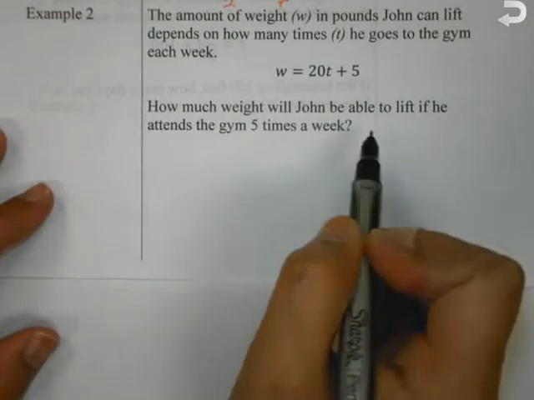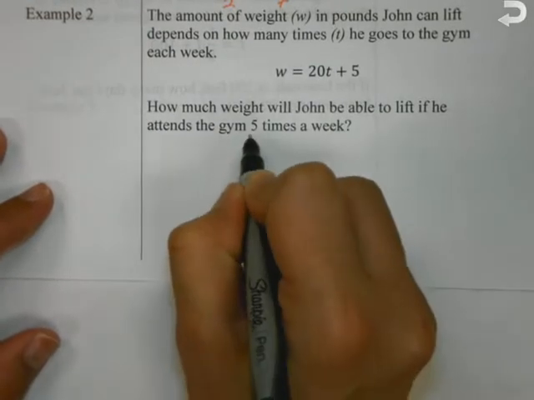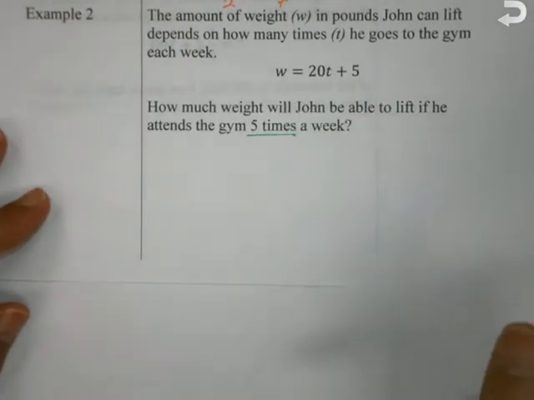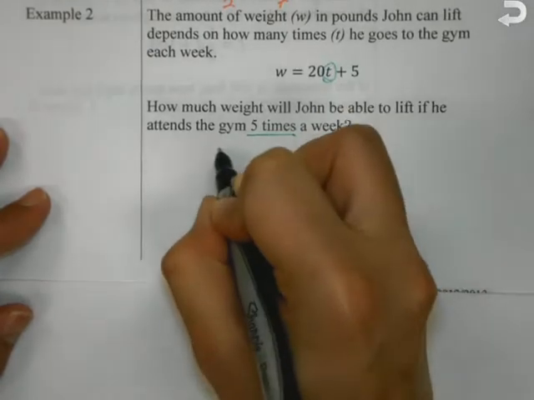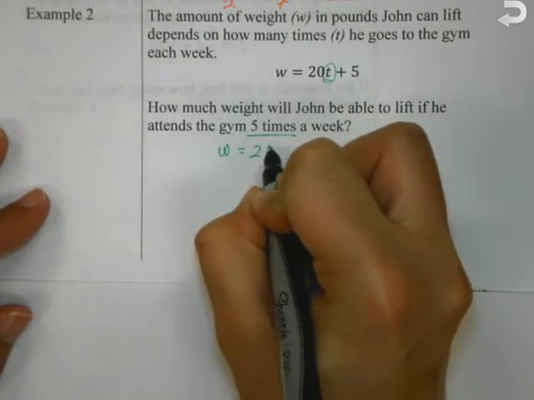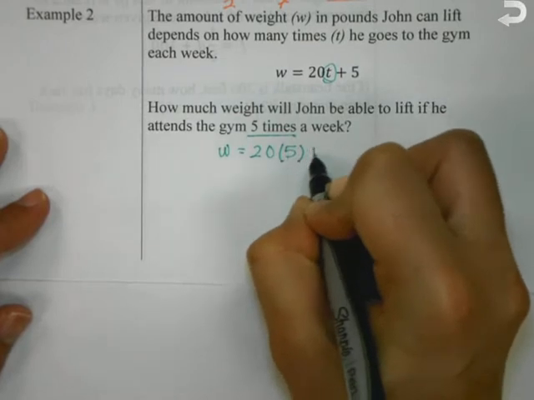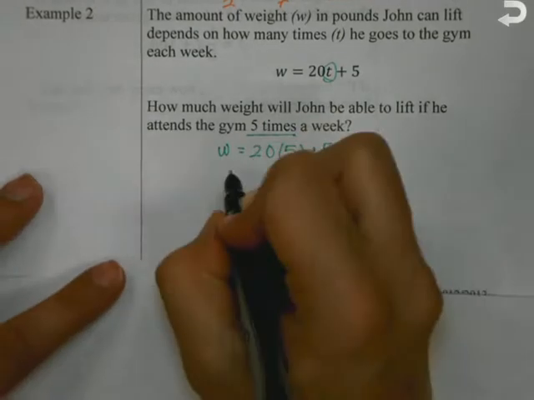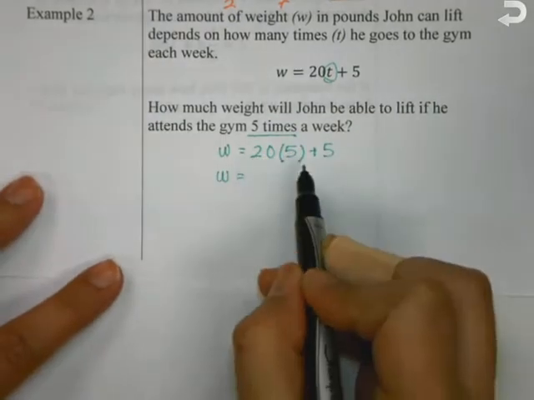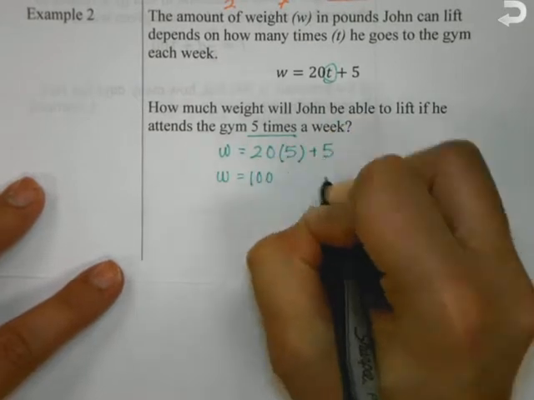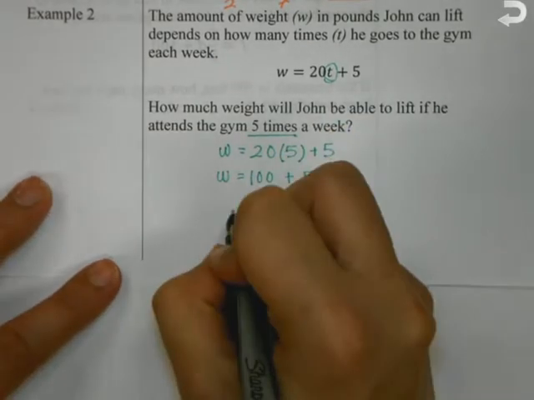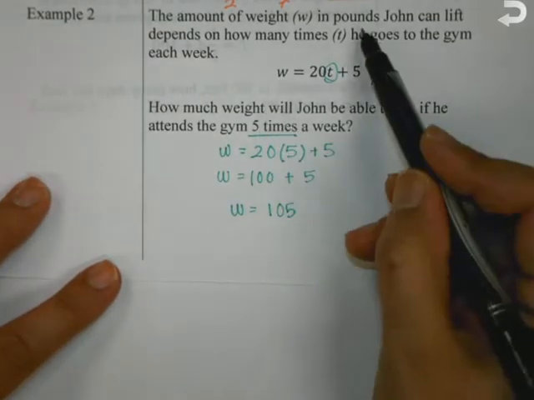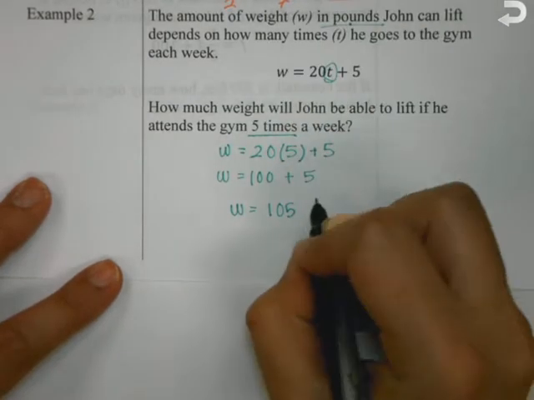How much weight will John be able to lift if he attends the gym 5 times a week? Is that going to go into T or W, guys? T, good. So let's plug it in. So that gives us W equals 20T, which is 5, plus 5. Now we're just doing order of operations. So we have W equals 20 times 5 gives me 100 plus 5. So W equals 105 what? Good. W is in pounds. So we have to put pounds or lbs.